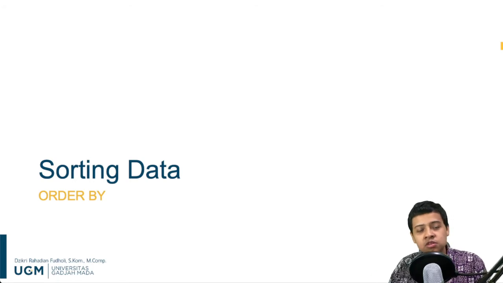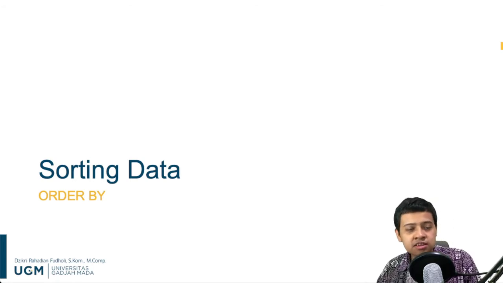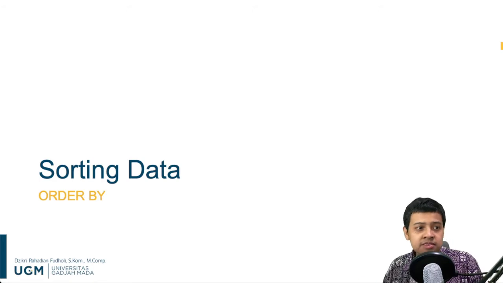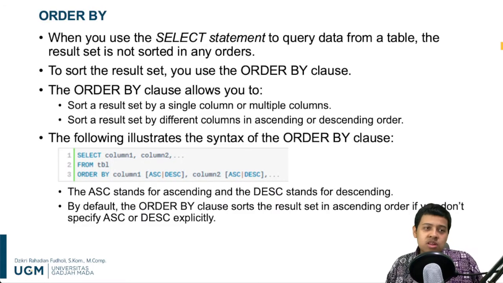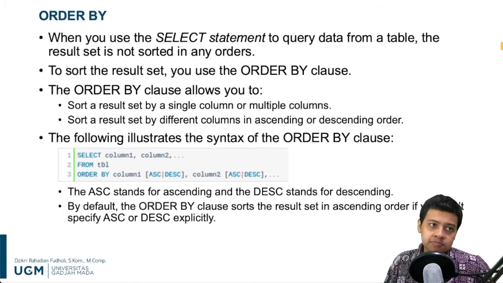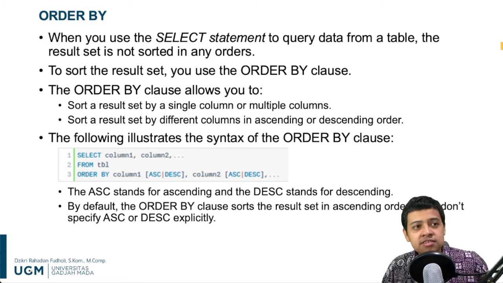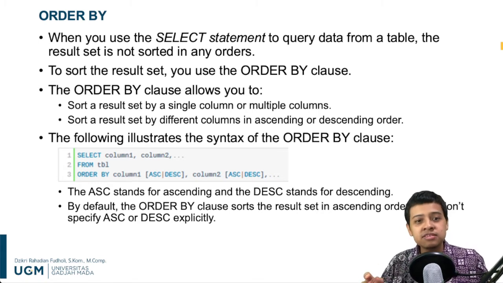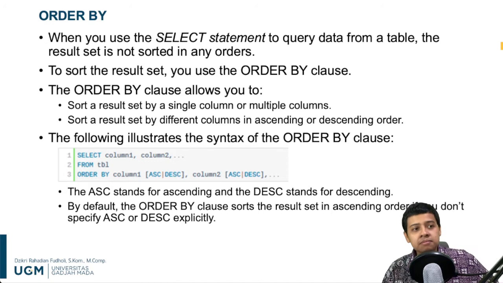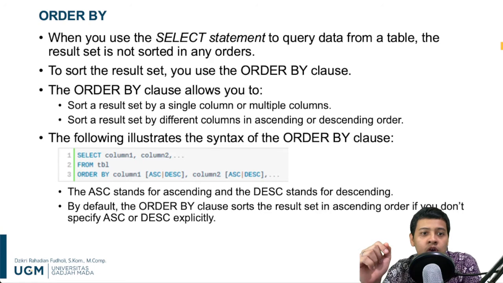The first one that we're going to do is to sort the data. So we're going to use the ORDER BY statement. When you use the SELECT statement to query data from a table, the result set is usually not sorted by any means. Now, to sort the result set, you use the ORDER BY clause, and the ORDER BY clause allows you to sort a result by a single column or multiple columns. So it can be sorted by just one column or maybe multiple columns.